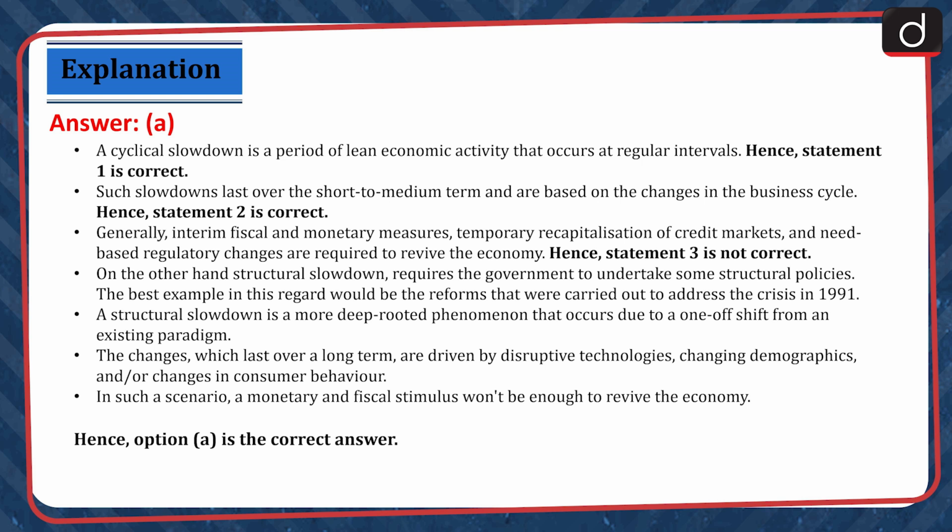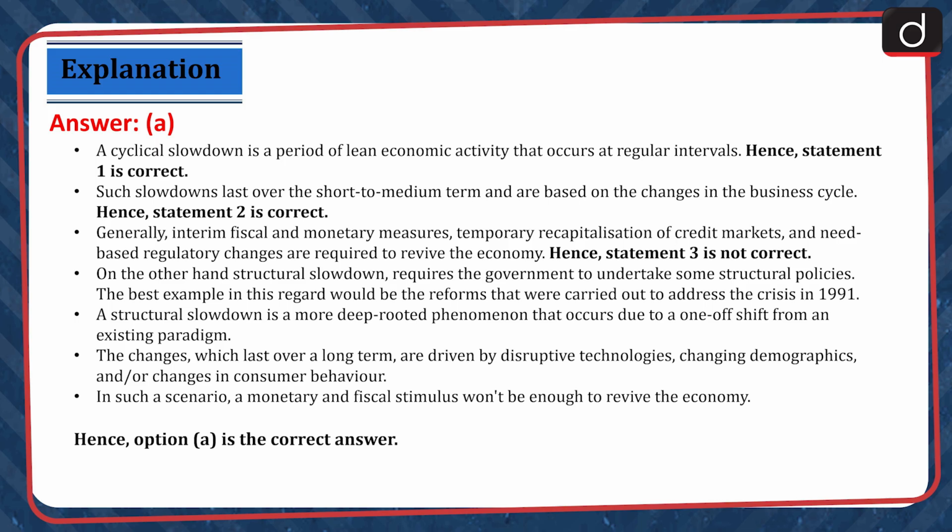Generally, interim fiscal and monetary measures, temporary recapitalization of credit markets, and need-based regulatory changes are required to revive the economy. Hence, statement 3 is not correct. On the other hand, a structural slowdown requires the government to undertake some structural policies. The best example in this regard would be the reforms that were carried out to address the crisis in 1991.